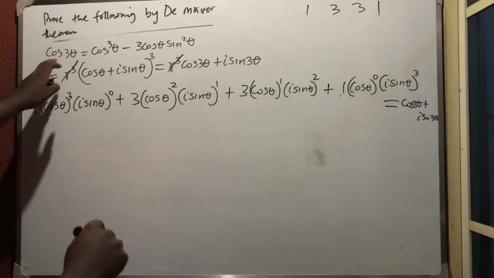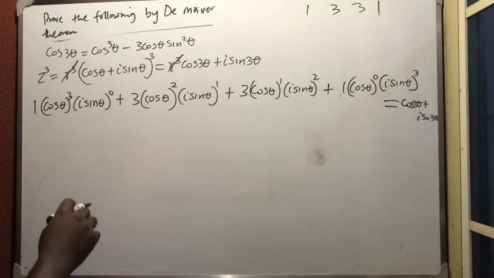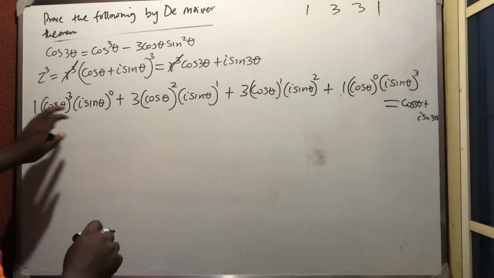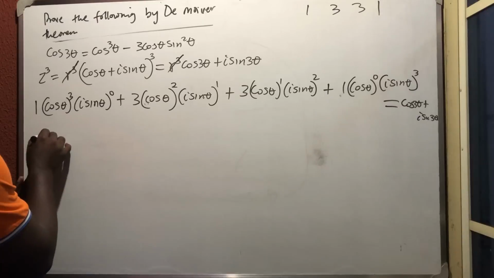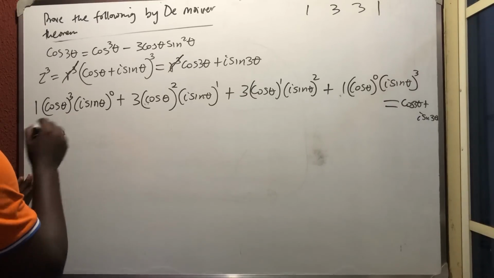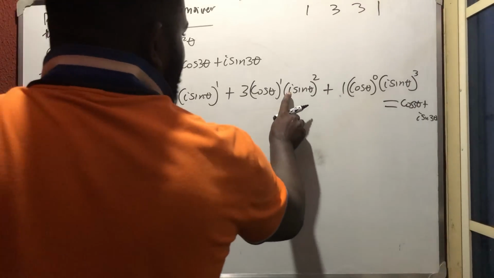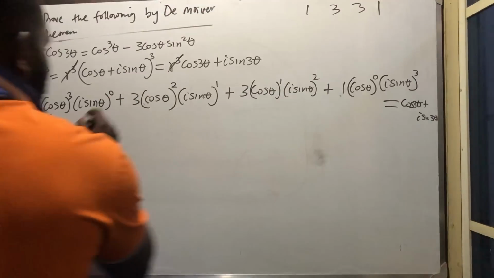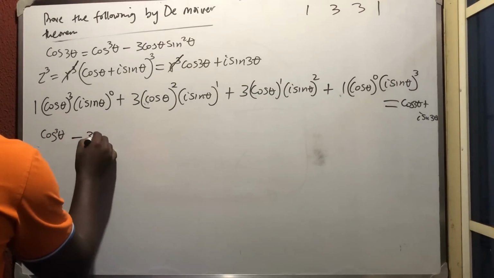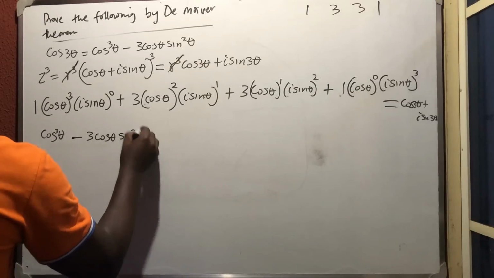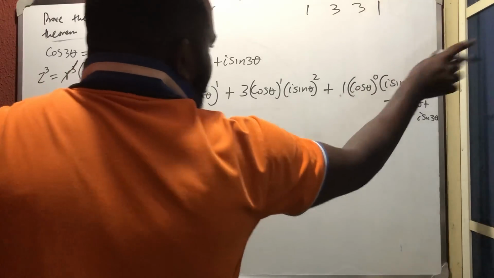Now, this one is cos, so we are interested in the real part. Anything raised to power 0 is gone. This one does not have i, so I'm interested here: cos 3 theta. This one has i, I'm not interested. This one does not have i because i squared is minus 1. So minus 1 times this is minus 3 cos theta sine square theta. This one has i, so I'm not interested.